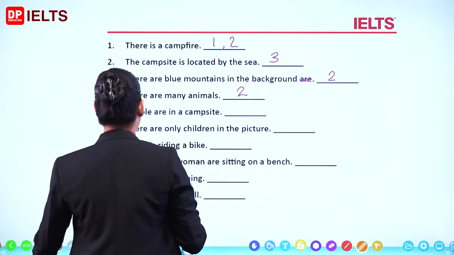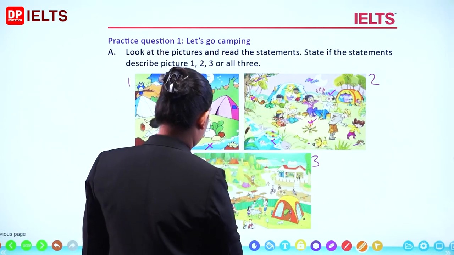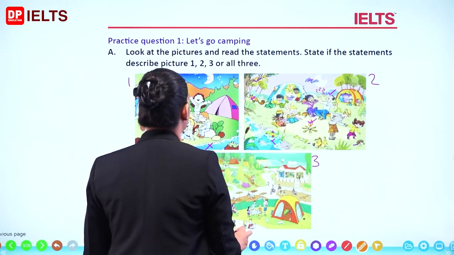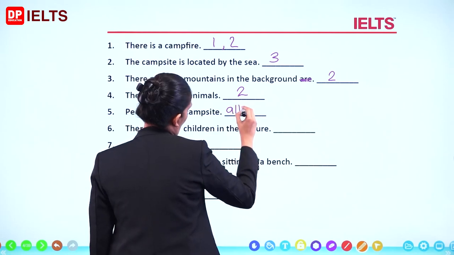People are in a campsite. Here also you have a campsite here. 1, 2, 3, I would say all three. Okay? All three.